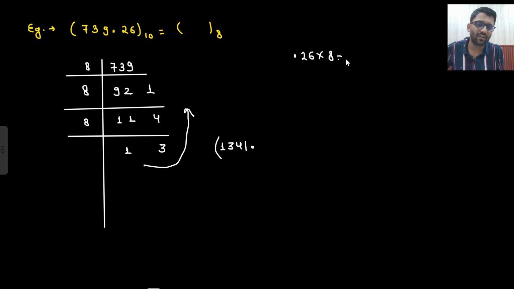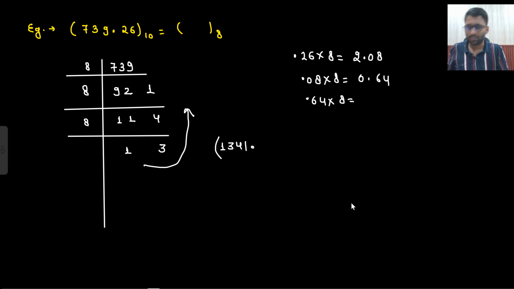0.26 into 8. What do you get? 2.08. 0.08 into 8. What will you get? 0.64. 0.64 into 8 is 5.12. I just need to look at the integer part only. Now again I can do 0.12 into 8. I can keep on doing it.